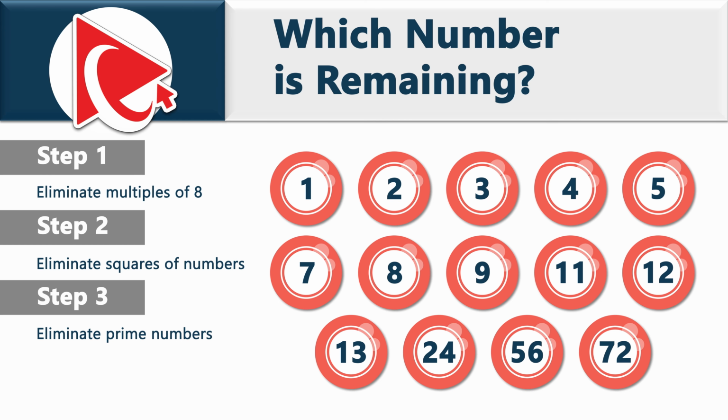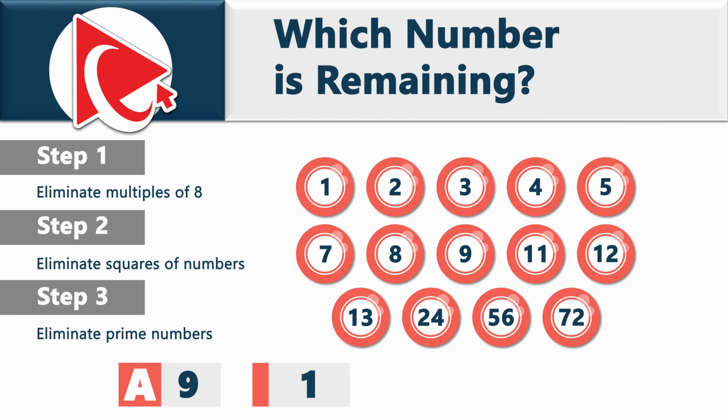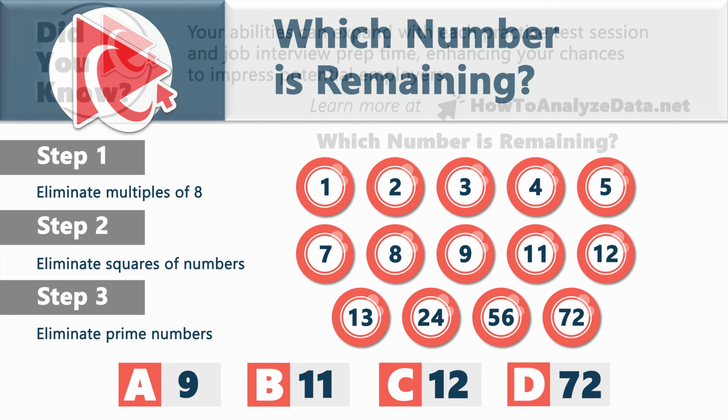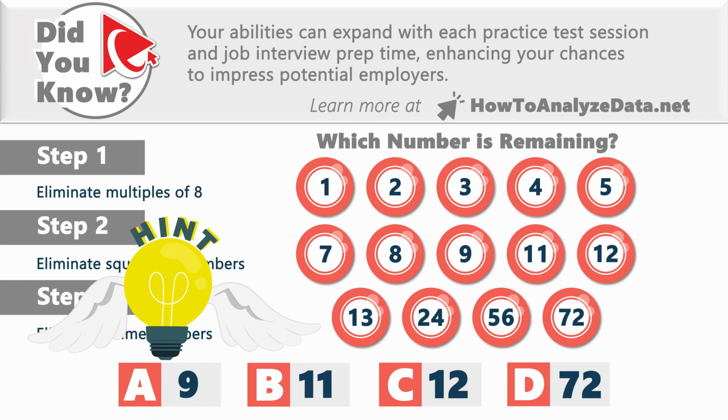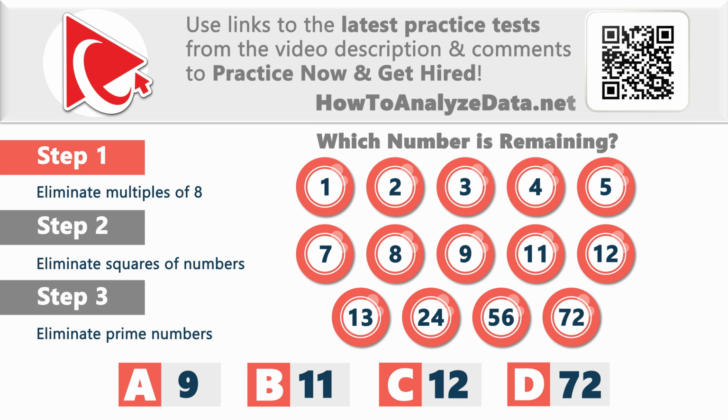Your choices for the answers are choice A, 9, choice B, 11, choice C, 12, and last but not least, choice D, 72. Let me give you a quick hint to help you. Let's together eliminate the multiples of 8. The multiples of 8 are 8, 24, 56, and 72. Well, with that in mind, the remaining numbers are 1, 2, 3, 4, 5, 7, 9, 11, 12, and 13. And all you need to do is just to complete step 2 and step 3. So, get ready, set, and go.